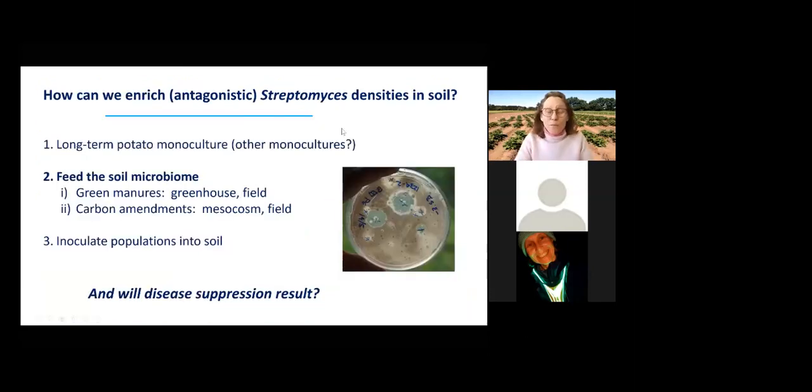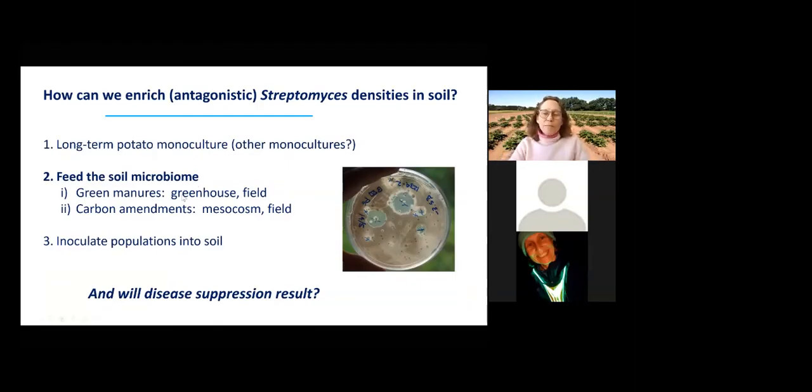How do we enrich streptomyces densities? Of course, we already showed that long-term potato monoculture, which was replicated in Washington, California, Wisconsin, et cetera, is one way, but it doesn't make sense economically. Growers can't grow 30 years of potatoes, because in the intervening years between 1 and 30, you would have a really crummy crop. So can we short circuit that? Can we feed the microbiome more deliberately?